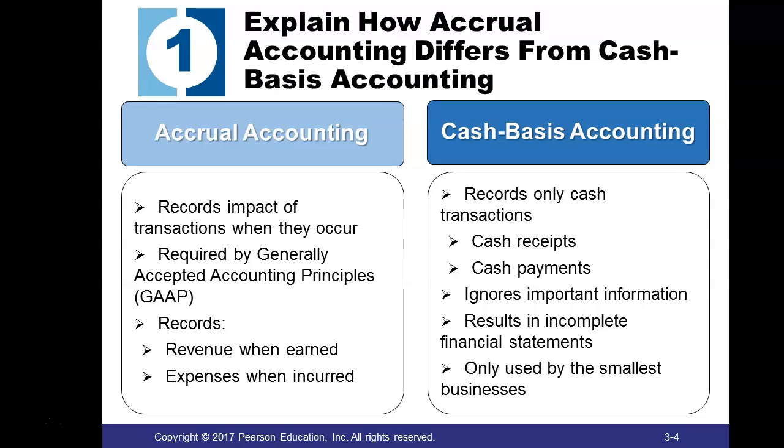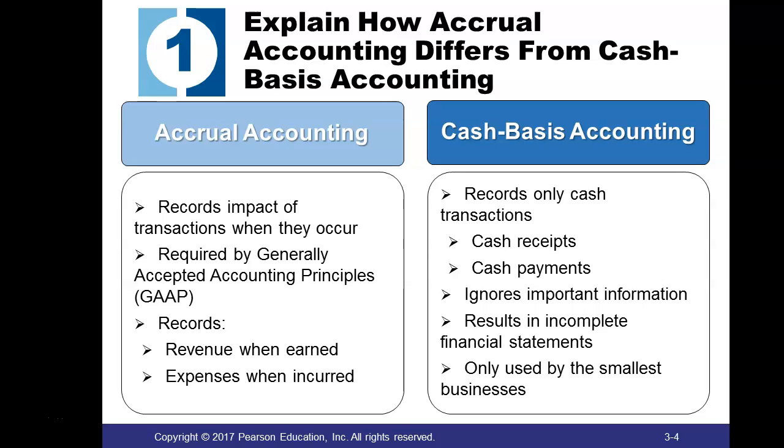When expenses are incurred, that word incurred is so vague. I would like to use the word used. When you have made use of something, you've incurred an expense. If you used an asset, you've incurred the expense associated with it, whether it be supplies or a long-lived asset, depreciation. If you've used it, you've incurred the expense. So when we say expenses are recorded when incurred, expenses are recorded when used is the best way to interpret that.